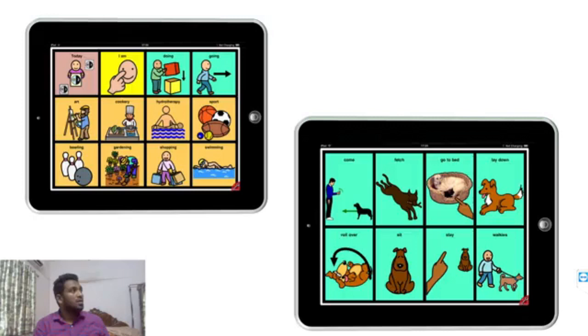Like here you see feeding and taking care of a pet, taking a dog for a walk.